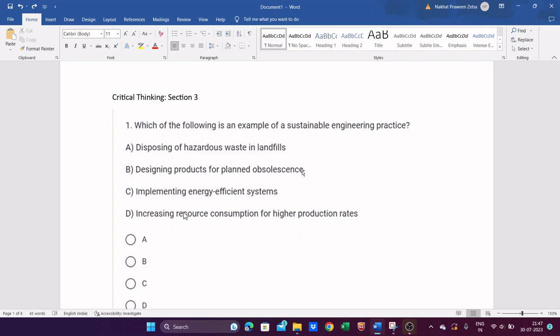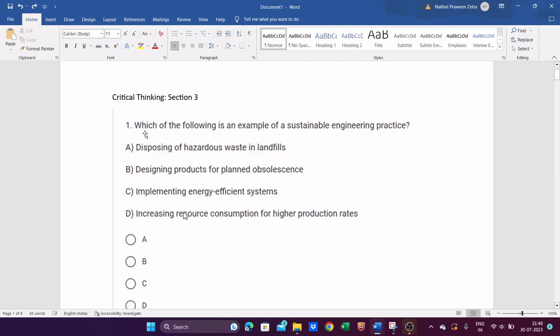So basically, let's start with critical thinking. It was section number 3, which has 5 questions, 1 mark per question, and the topics were related to project management and so on. I applied for the post of software engineer intern, so it was related to that. Let's see what kind of questions.